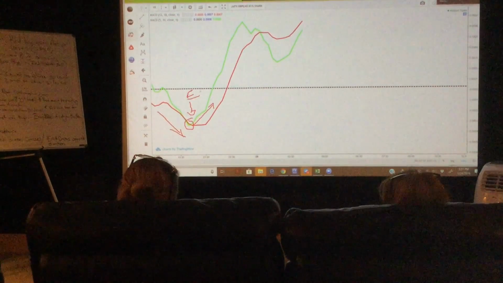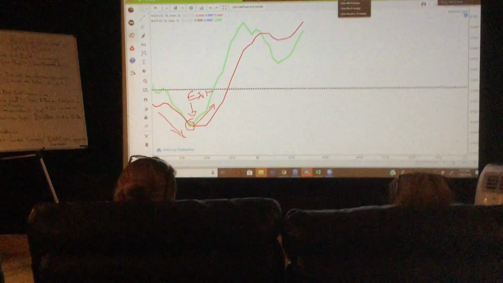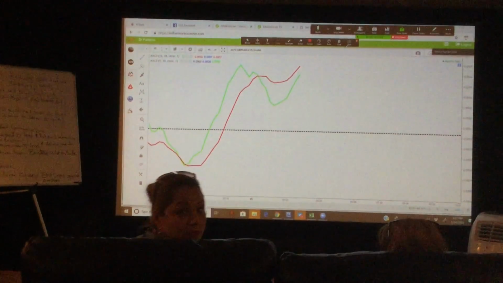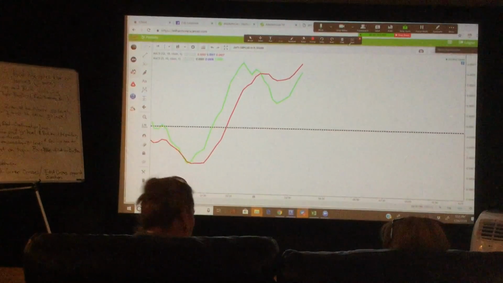So once it separates, you close the trade. Close the trade. Basically, once you close the trade on the bottom point, that's it. You're not in it no more. You take your profit, you take your money.